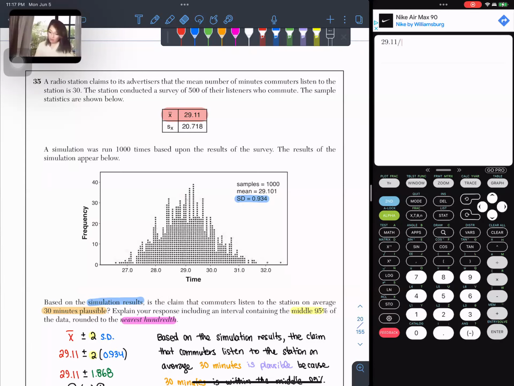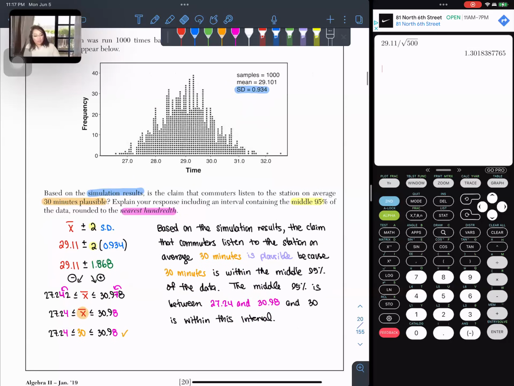29.11 divided by the square root of 500. That is a great question. I don't think you would go wrong there. But because it says based on the commuter results, they just want you to double this integration and subtract it. I know it's kind of stupid, right? It is so stupid. I actually did something else.